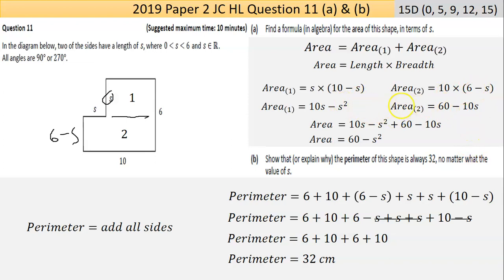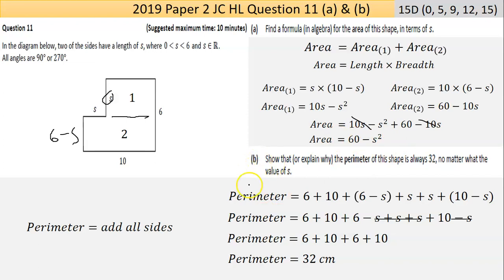Then I went, right, let's put those two terms together. I'm adding this one and this one. I've done it here. So 10S take away S squared plus 60 take away 10S. That's just those two terms filled in. And then do the maths. So the 10S here and the negative 10S here cancel. You're left with, usually because it's negative, the convention is often to write the number first. So 60 take away S squared. Obviously, the first way was easier.